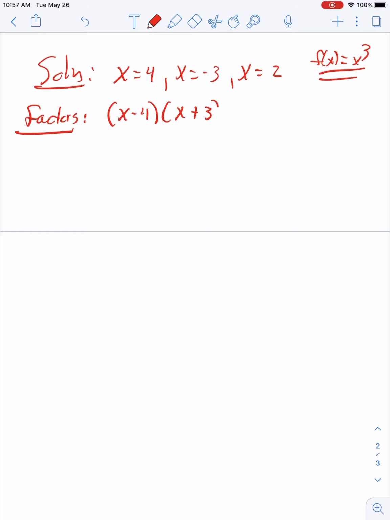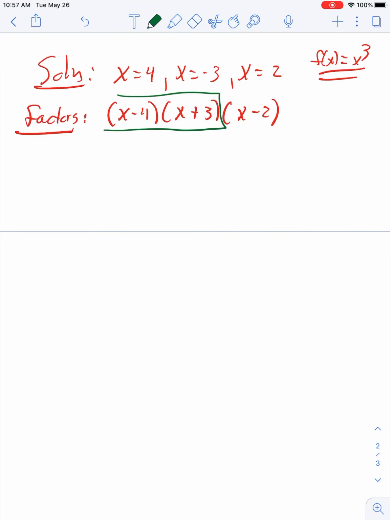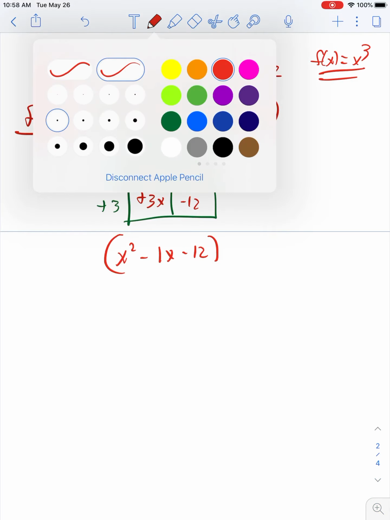Factors would be x minus 4, x plus 3, and x minus 2. Now I'm going to choose to multiply these two out first. So I'm going to take my rectangle, x minus 4, x plus 3, and what will I get? I will get x squared minus 4x plus 3x minus 12. So that gives me x squared minus 1x minus 12.